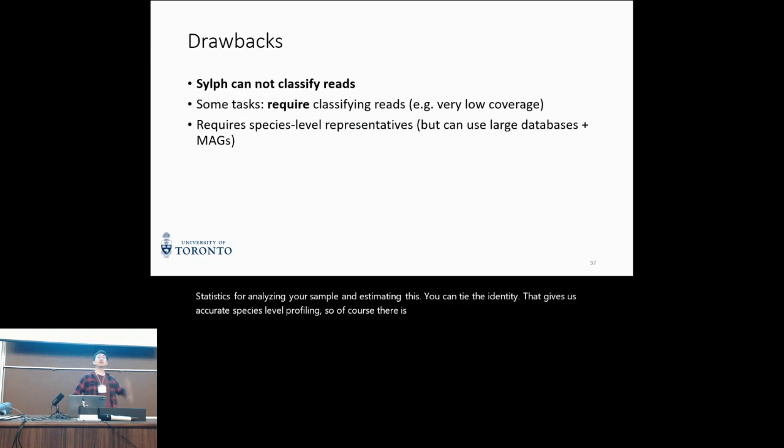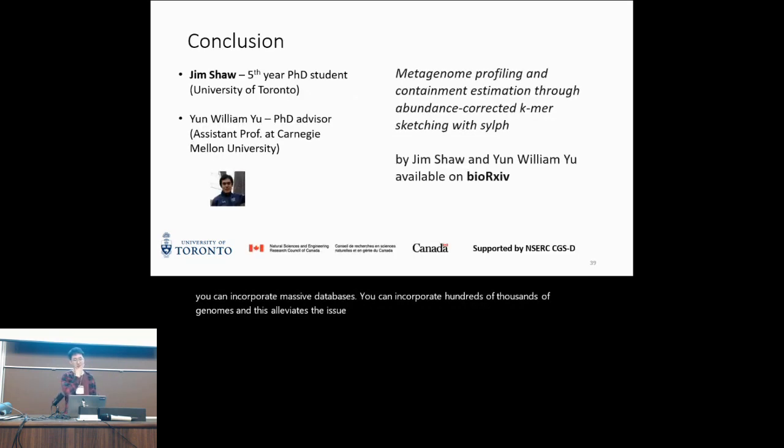Of course, there are some drawbacks to sylph. It can't just be 30 times faster and more precise and not have any drawbacks. It doesn't classify reads. If you're familiar with tools like Kraken, or if you just take read aligners, those classify each read. But sylph does not classify reads, and some tasks require classifying reads. If I only give you 2 reads, then you can't really run sylph. Another drawback is that we require species-level representatives in our database because we really only check species-level presence. But because it's so efficient, you can incorporate massive databases, hundreds of thousands of genomes, and this alleviates the issue somewhat.